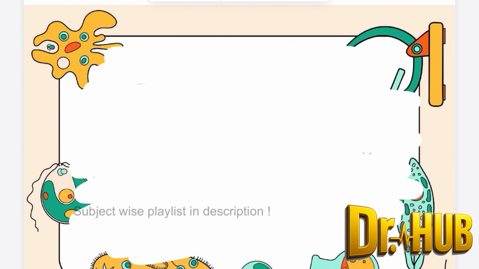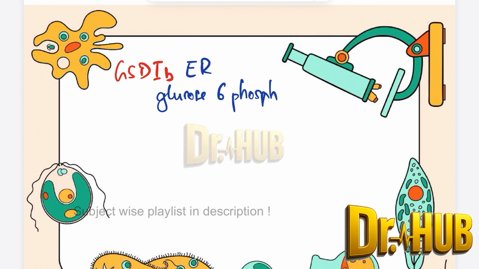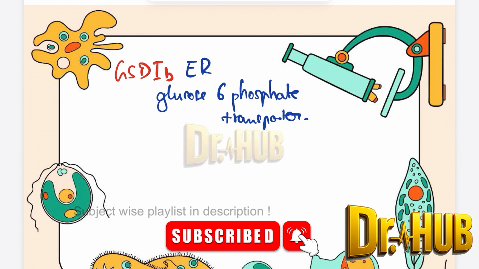Next, we move on to GSD type 1B. This 1B refers to the endoplasmic reticulum glucose 6 phosphate transporter.